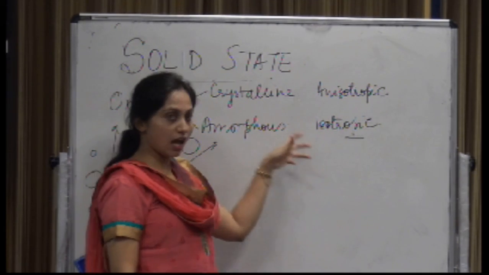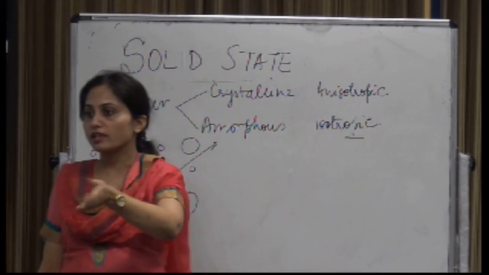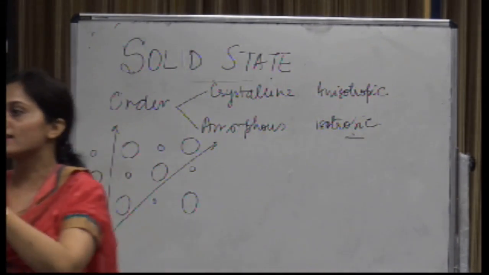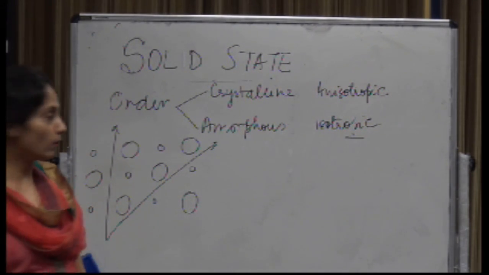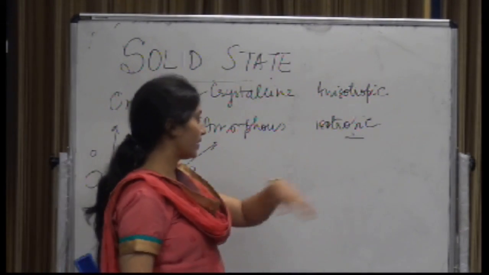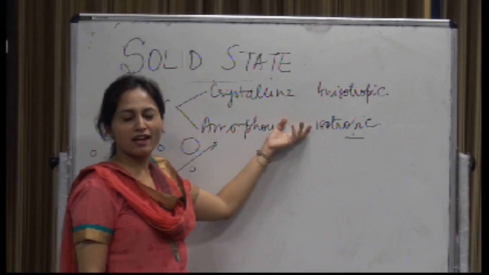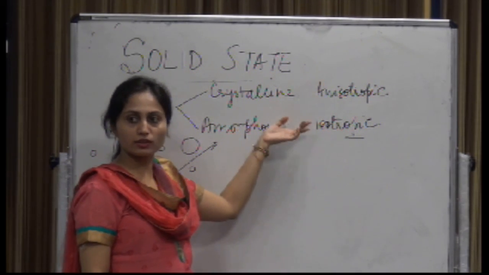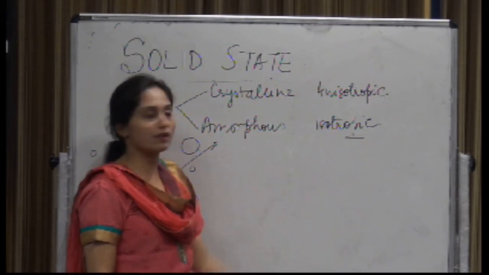And then you have glass, they are known as supercooled liquids because they are amorphous in nature, they have a tendency to flow. Then you have rubbers and plastics, which also can be a part of your amorphous solids.